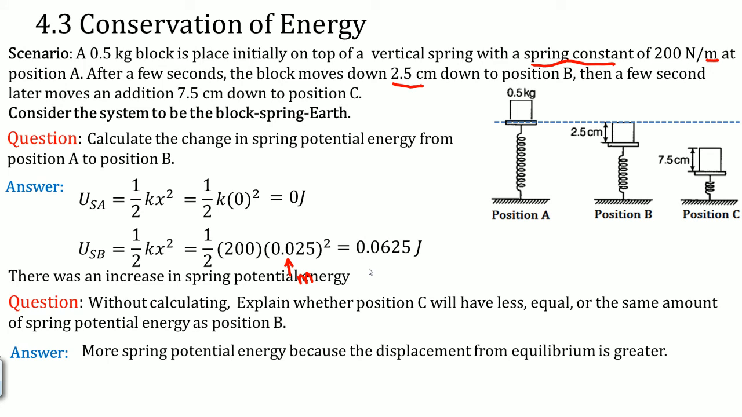The total would be 10 centimeters away from equilibrium at position C. Okay, it has more energy because there is a larger displacement away from equilibrium.